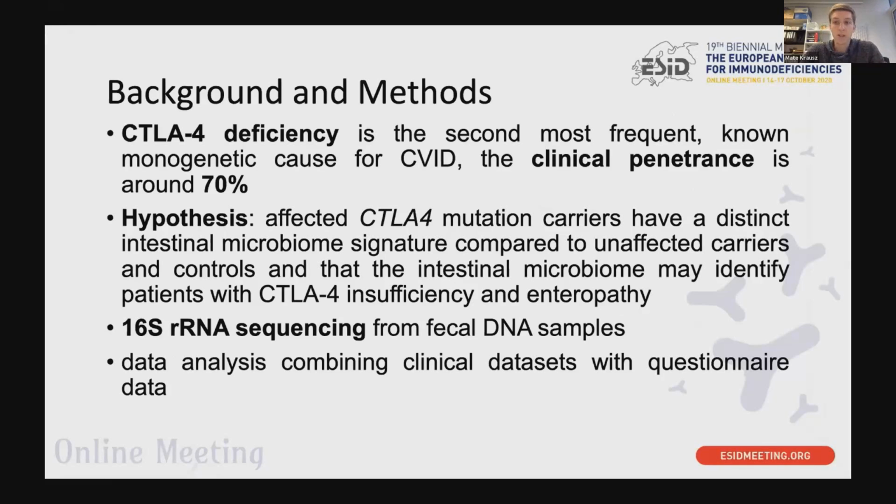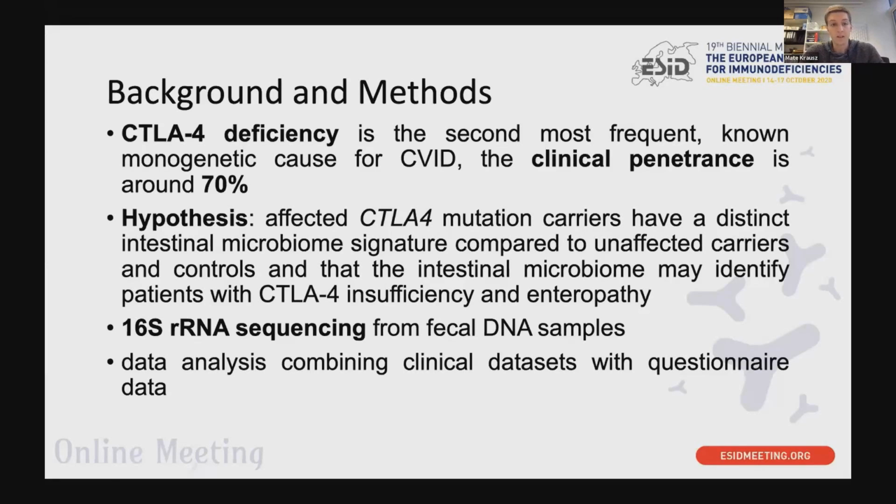Heterozygous germline mutations in humans cause CTLA-4 deficiency. Patients with the disease have severe immunodeficiency and also immune dysregulation. Main clinical manifestations include autoimmune cytopenia, lymphoproliferation, hypogammaglobulinemia, and as well respiratory, intestinal, neurological, and skin involvement. In the largest currently published cohort, which includes more than 200 individuals, the clinical penetrance is around 70%.